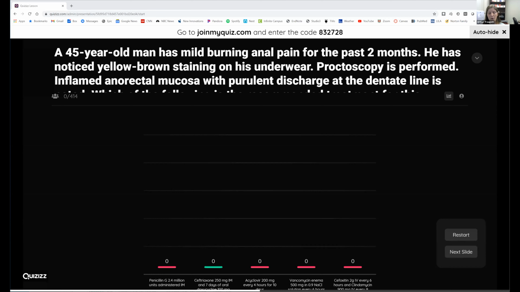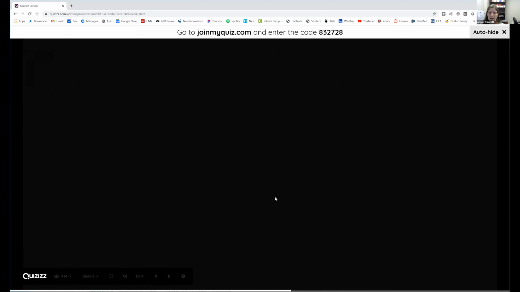And whenever we are treating a patient with suspected or known gonococcal infection, we always treat for possible co-infection with chlamydia because they have such a strong association with each other. And so that regimen would treat those. Penicillin G would be for syphilis, acyclovir would be for herpes, vancomycin enemas would be for severe C. diff, and cefoxitin and clindamycin would be used for PID.